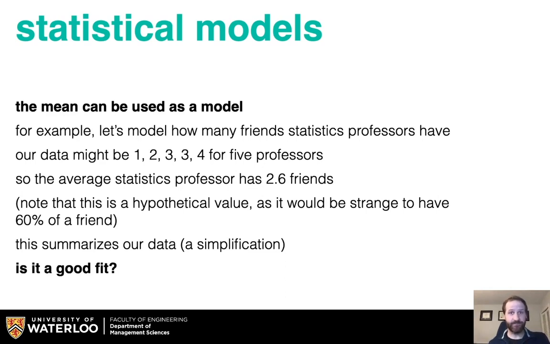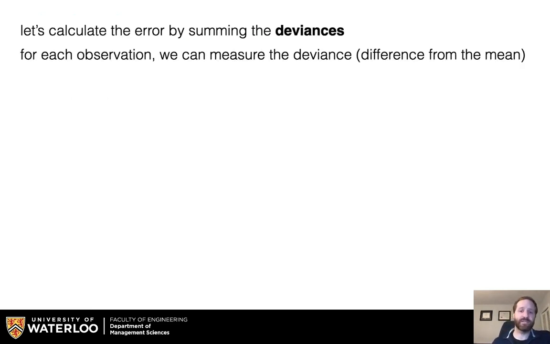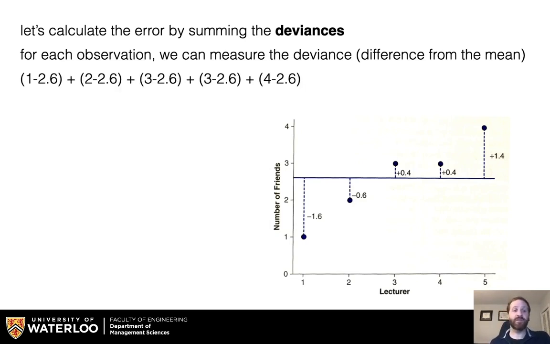Is it a good fit? Well, we have to dive in a bit deeper to figure that out. Let's calculate the error by summing the deviances. So this means for each observation, we can measure the deviance, the difference from the mean. So if we plot this, we have the number of friends, and we have the average, which is 2.6. We go through each observation and look at the difference.